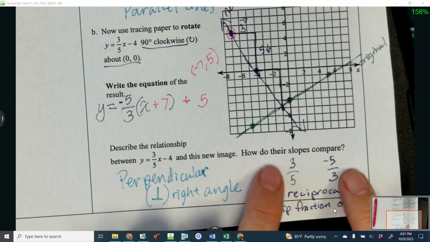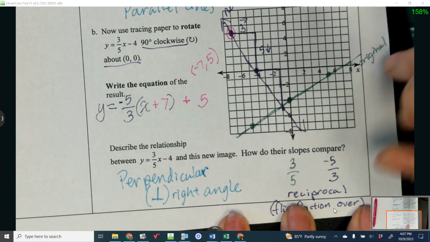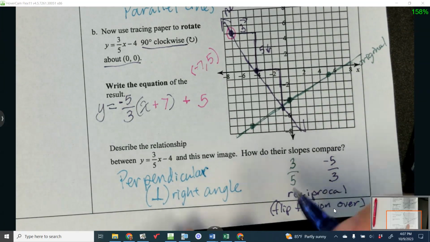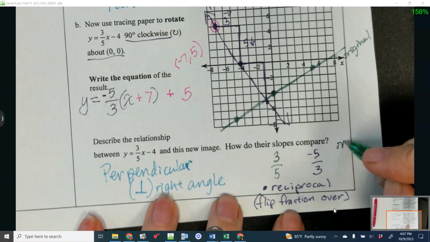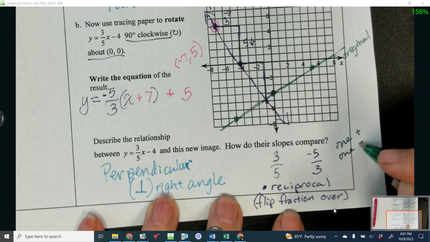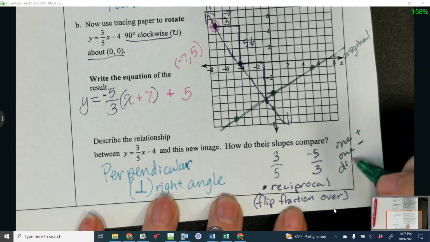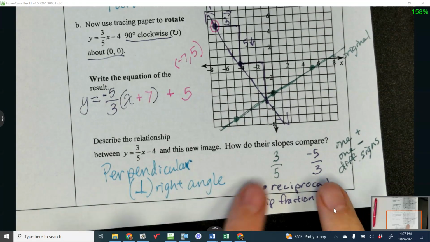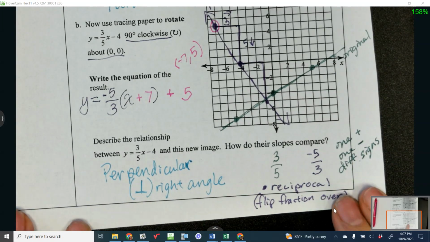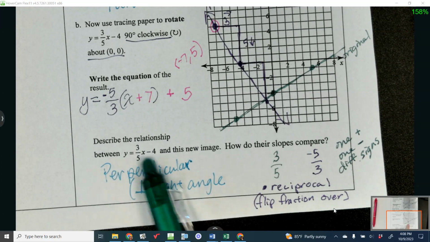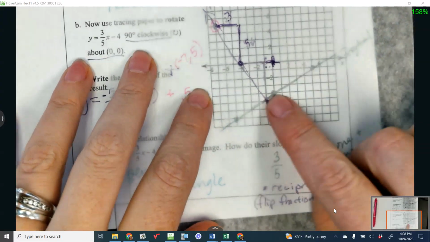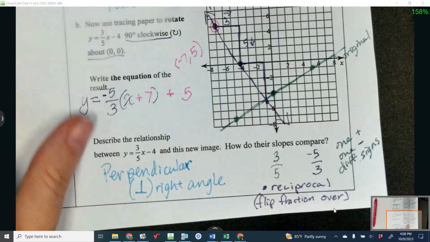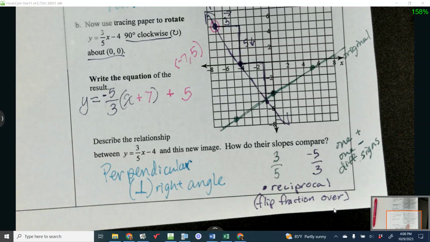So it's reciprocal, and they have different signs. We have the reciprocal part, if you flipped it over, and one is positive and one is negative, which means they have different signs. So we flip it over and we change the sign. And it makes sense for it to be perpendicular and forming a right angle, since we turn it 90 degrees, and a right angle means that these two are both 90 degrees. So I'm just going to show you that really quickly. Call this the post-it note test.